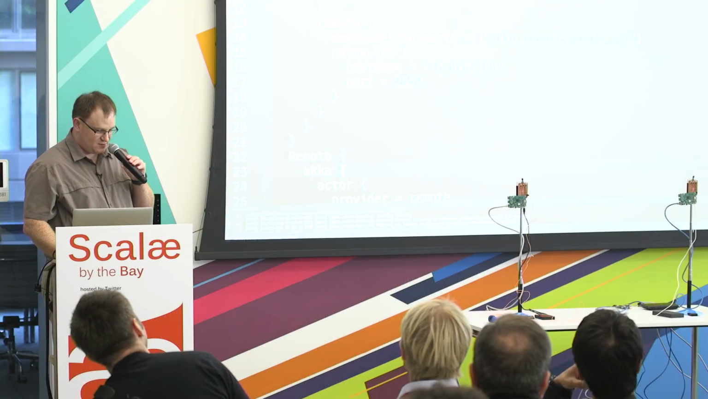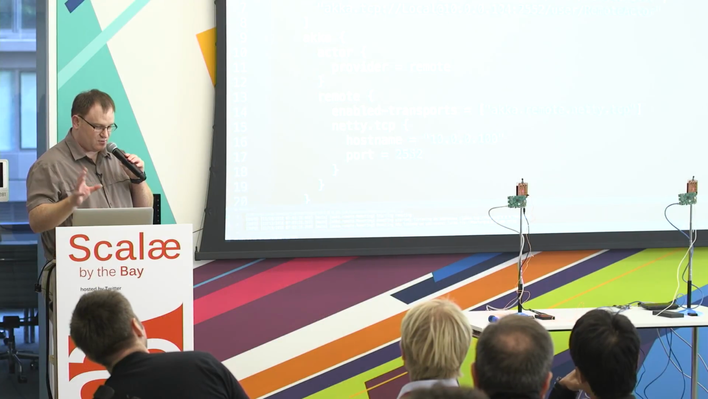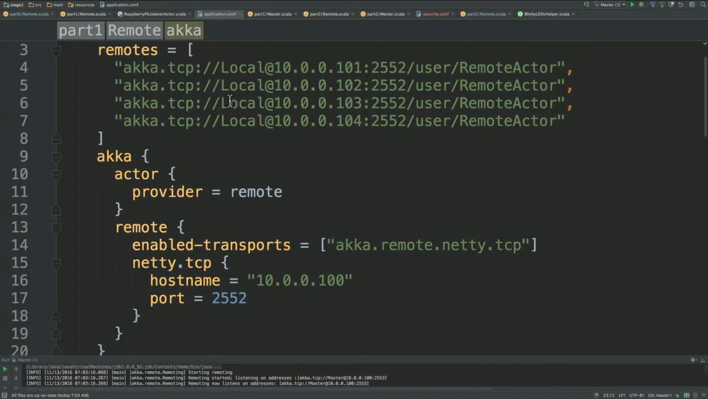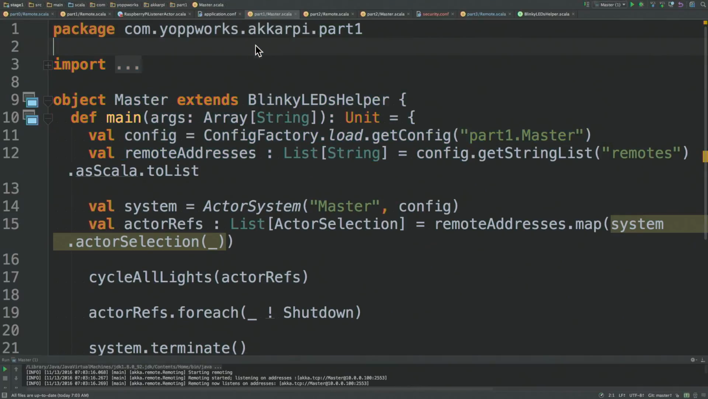On the master side, which we'll look at the config first and then we'll go and look at the code there, we have a list of all the remotes and their IP addresses. DNS works as well. And we're just saying, yeah, use the same transport and here's who I am. Then we can look at that master code.